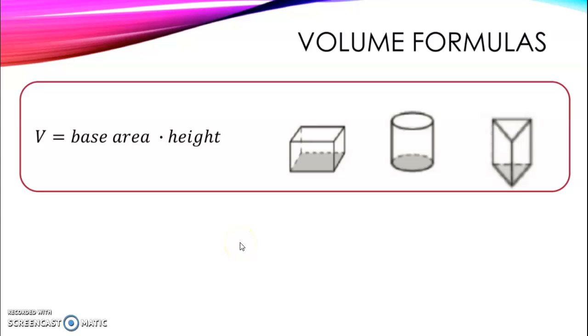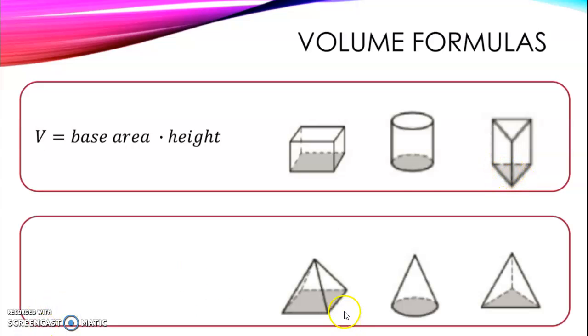Hey students, so today we're going to be talking about some different volume formulas. In the previous video, we talked about shapes that have a base area and some sort of constant height or length. The formula for finding the volume of those shapes is the base area times the height. In today's video, we're going to be looking at shapes that have some sort of base area, but all come to a point at the top. These are called pyramids or cones.